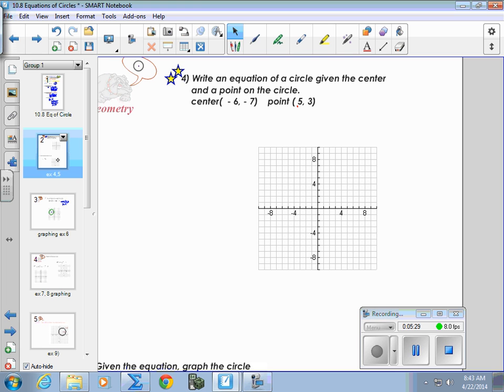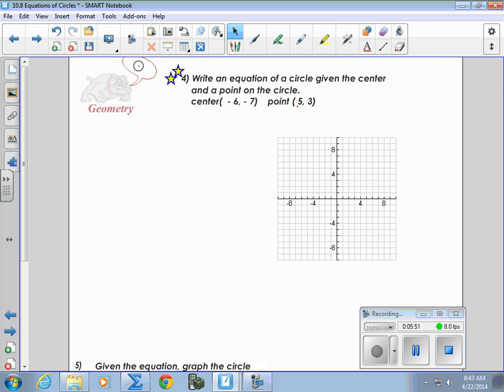Our next example says write an equation of a circle given the center and a point on the circle. This is a little different because we don't have the radius. In order to write an equation of a circle, we have to have the radius. So the best way to work this problem, and I have this graph here so that we could just plot the points and sort of get an idea of what we're talking about.